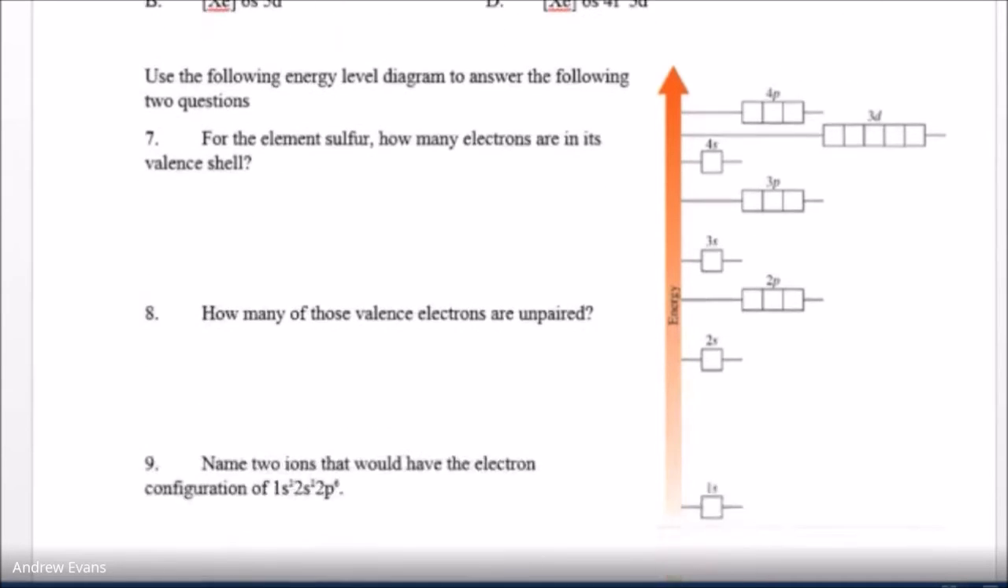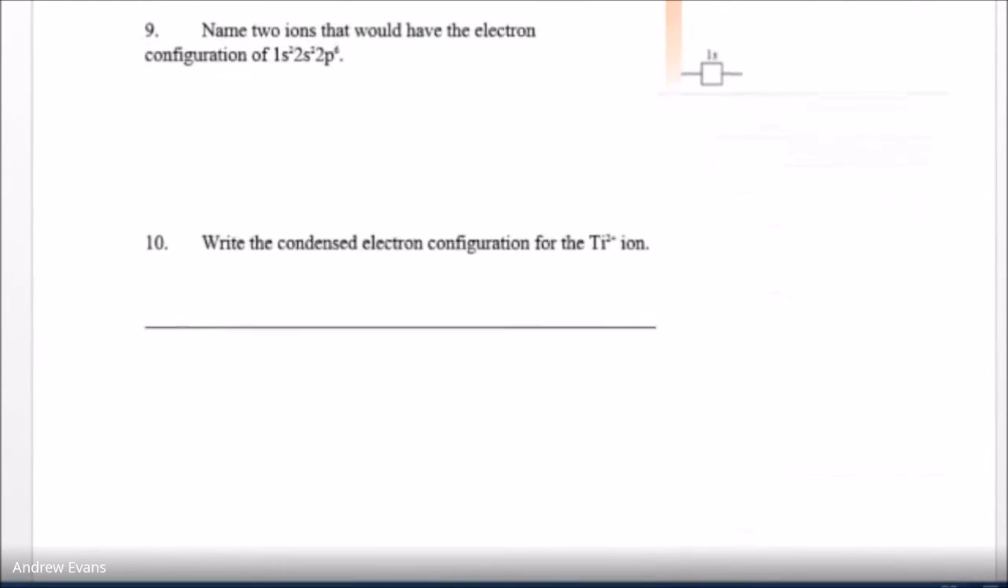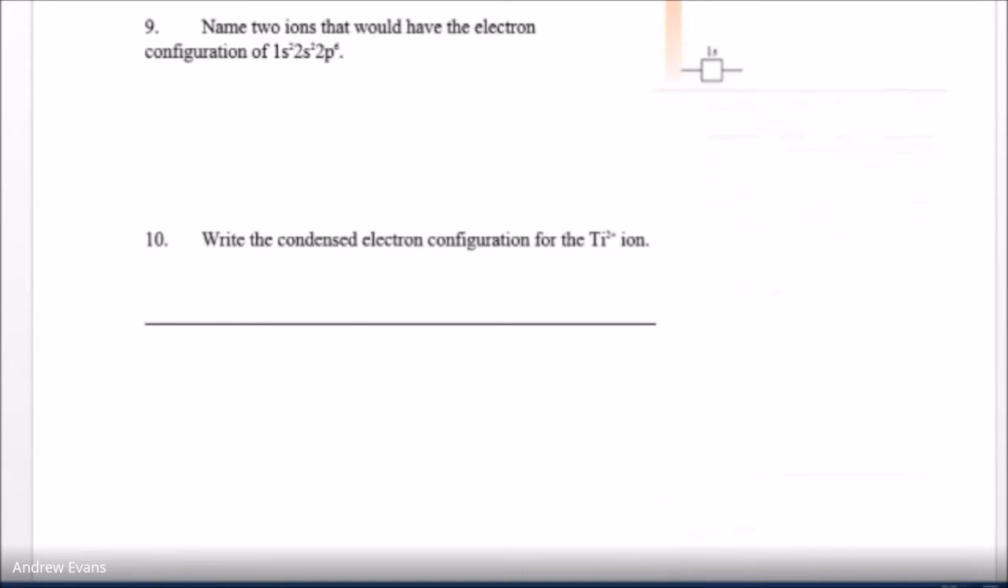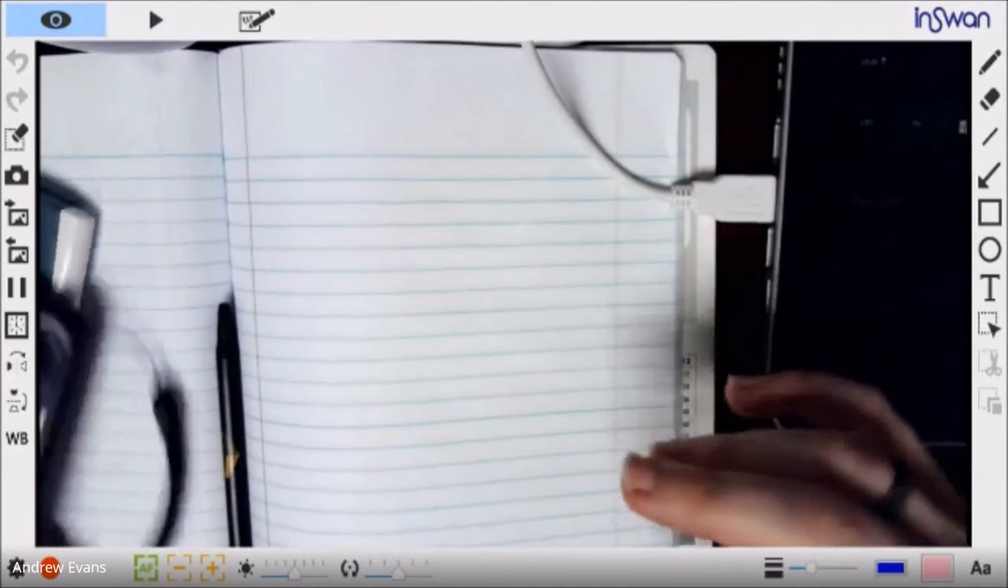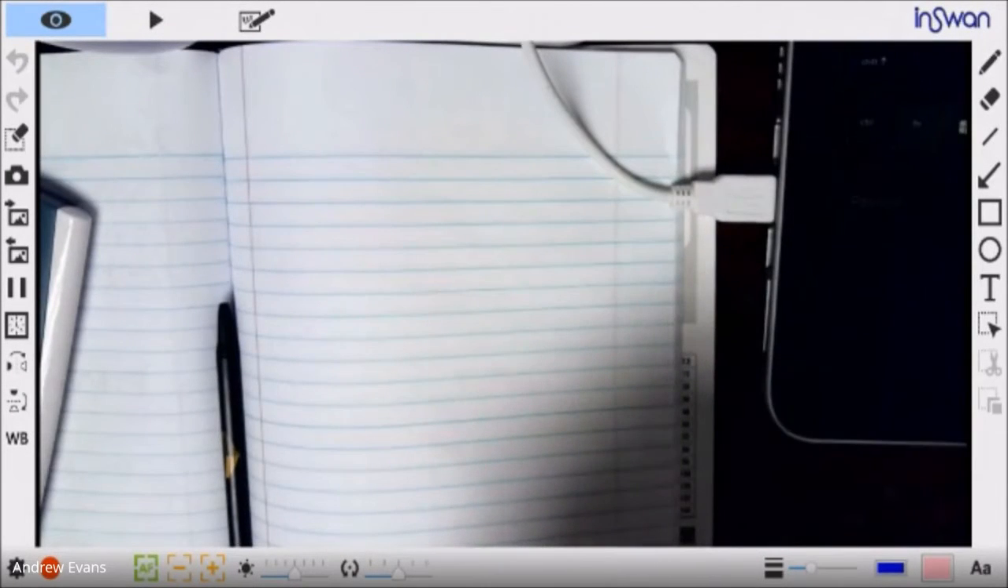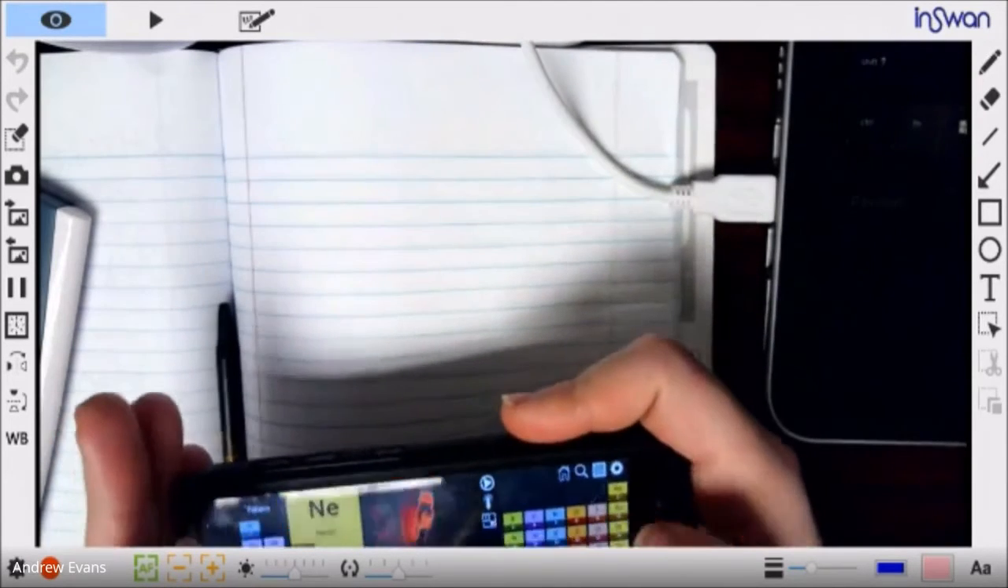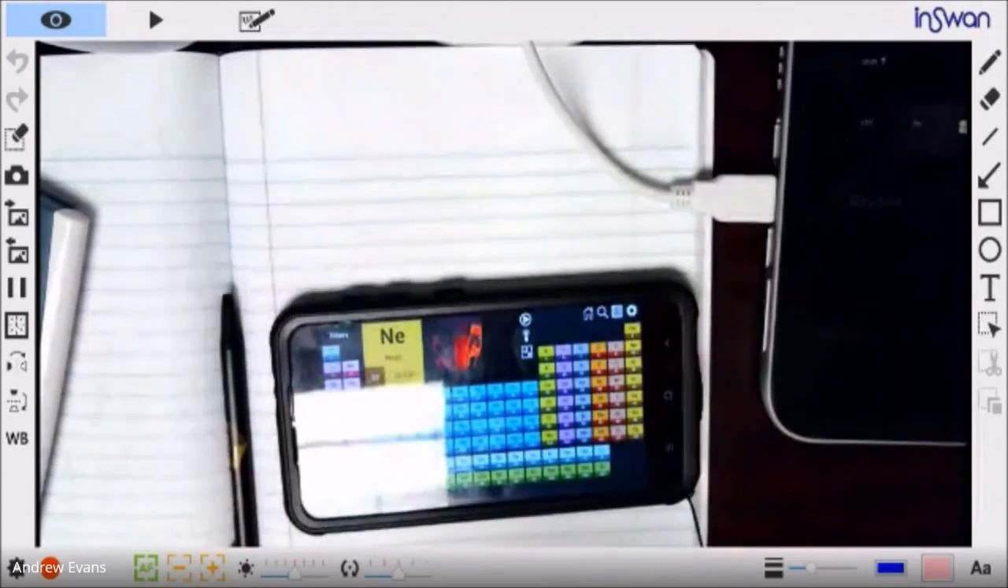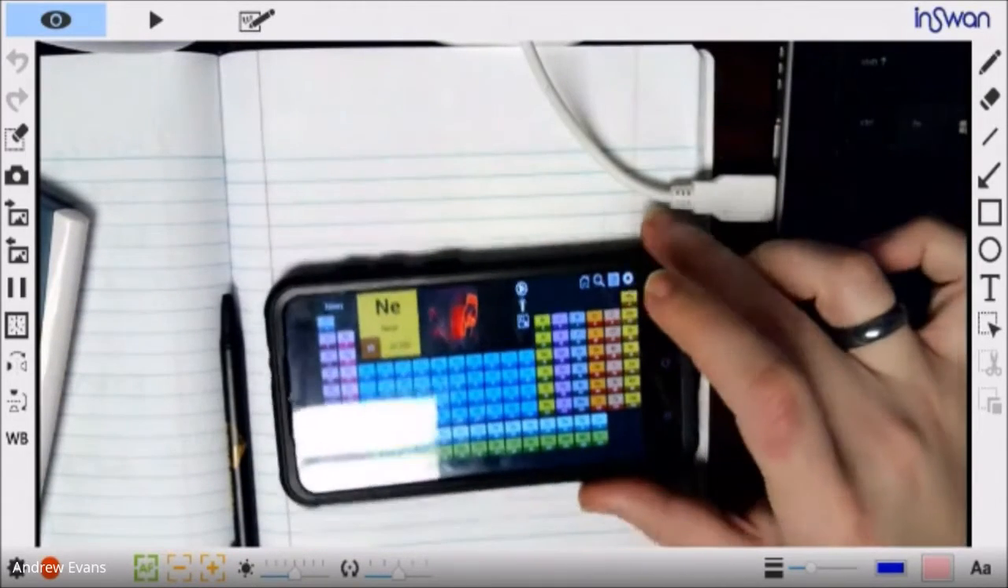Okay. What two ions would have the same electron configuration of 1s2, 2s2, 2p6? So here's one that really takes you to think. 1s2, 2s2, 2p6. I want ions, not neutral atoms. So go into our periodic table again. 1s2, 2s2, 2p6 is neon. So what ions would have the electron configuration of neon?